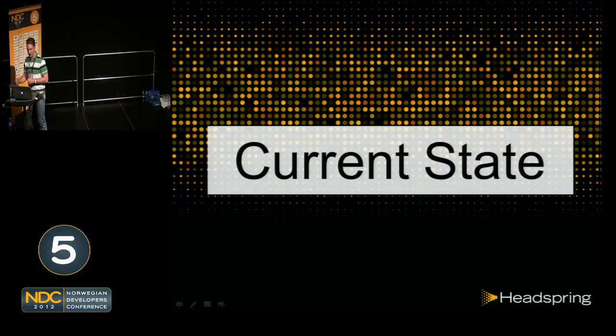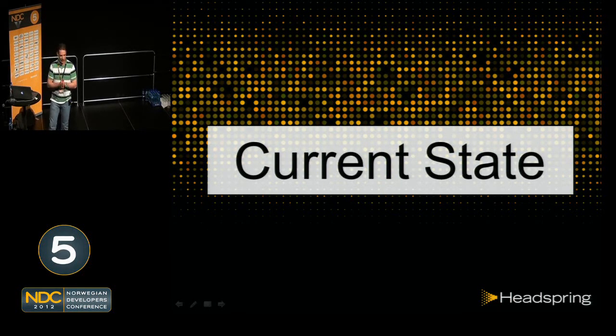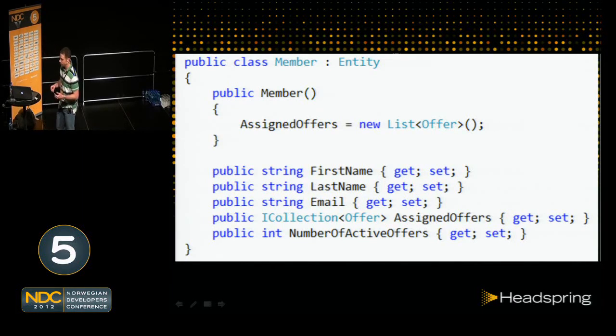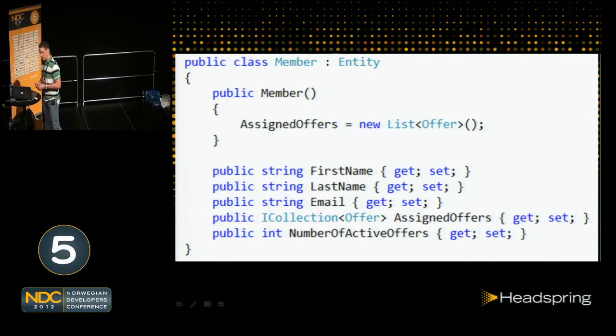So this is that. The concepts we had in our system, one, we had the concept of a member. There are shoppers that come into the store that don't have a card, and those people aren't members because they don't have a card. If you do have a card, then you are a member. And there's certain pieces of information we need from you. We've got things like your first name, your last name, email. We've got a list of assigned offers. And we've also got this number, the number of active offers.